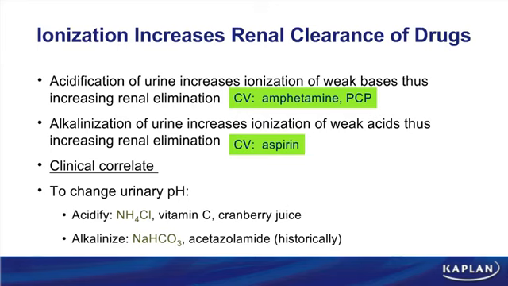So, urinary alkalinization. In the margin, there's a clinical correlate that tells us exactly how we could do this. How do you change urinary pH to acidify the urine? You could use a compound like ammonium chloride. NH4Cl can be used on patients who overdose on amphetamines or PCP. You can acidify the urine with NH4Cl. On the other hand, what would you use in aspirin overdose? You could use sodium bicarbonate. Sodium bicarb will alkalinize the urine. You can use this strategy to facilitate the elimination of aspirin.